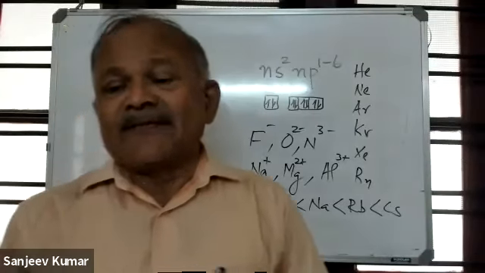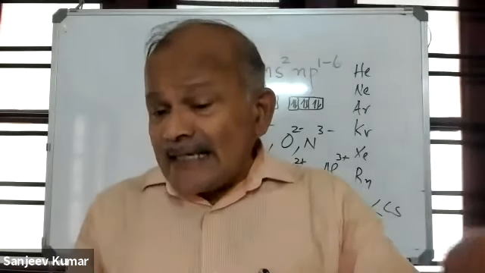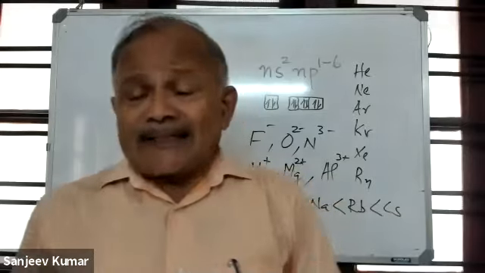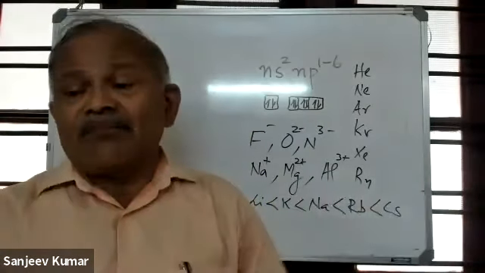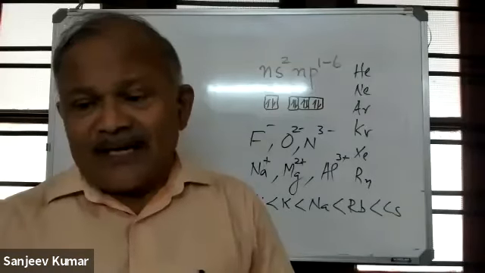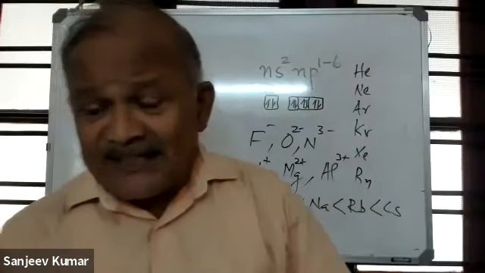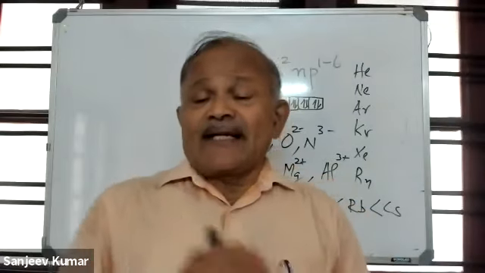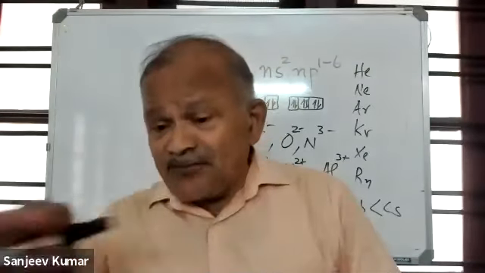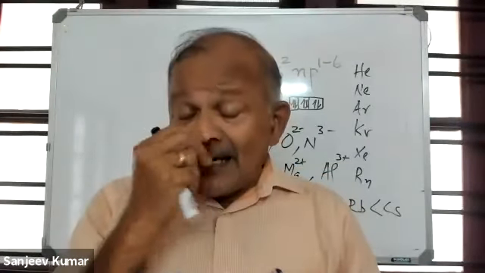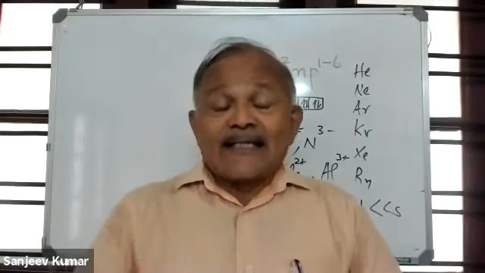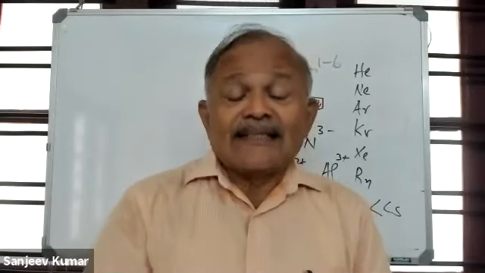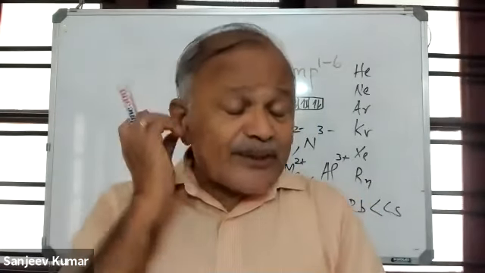What is electronegativity? It is the tendency of an atom to attract the electron cloud towards itself in a covalent bond or in a molecule, and that is known as electronegativity. The periodic trend is that across the period from left to right, the electronegativity increases up to the halogens, and down a group it decreases.